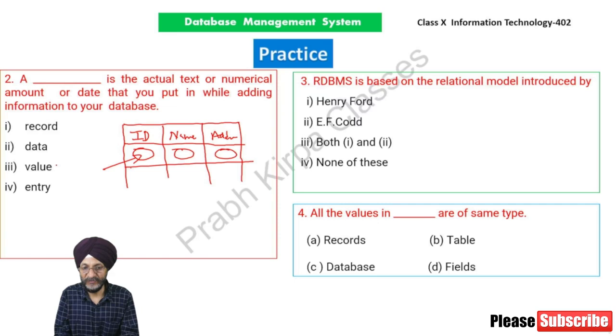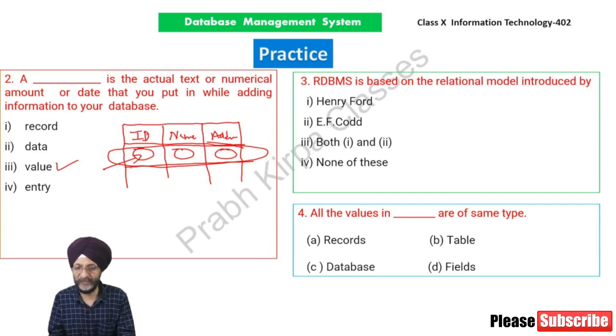So the answer is value. Record is what? All the row is called a record. Data is all the data which we have mentioned, ID, name, values, all this is called data. Entries, anything which we enter, suppose a simple item is entered in any form, it is called an entry. So for the purpose of DBMS, it is called a value.